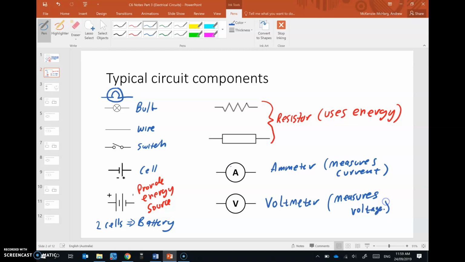Now I'm going to talk to you guys more about these components later on, and we'll start to use these in some different circuits and do some study on those. But for now, go ahead and consult your question sheet and see if you can identify all the different symbols on that sheet.